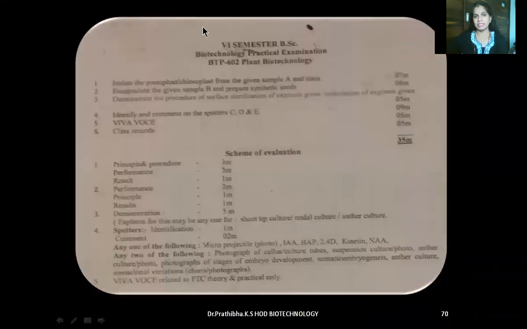So now let us go through the practical biotechnology examination scheme and questions. BTP 602 Plant Biotechnology. Question number 1: Isolate the protoplast or chloroplast from the given sample A and stain. This carries 7 marks. Here, principle and procedure 3 marks, performance 3 marks, result 1 mark.